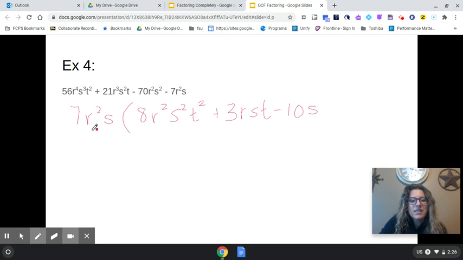The last one, we have 7r squared s times what will give me negative 7r squared s? That's a negative 1. Again, we could use distributive property to check our answer to make sure that we would get right back to what we started with.